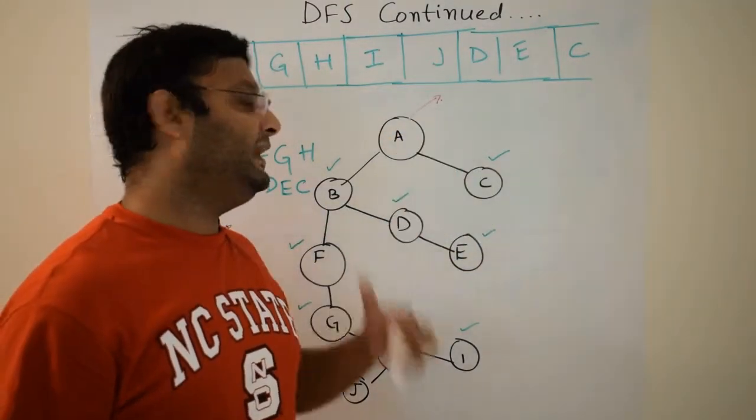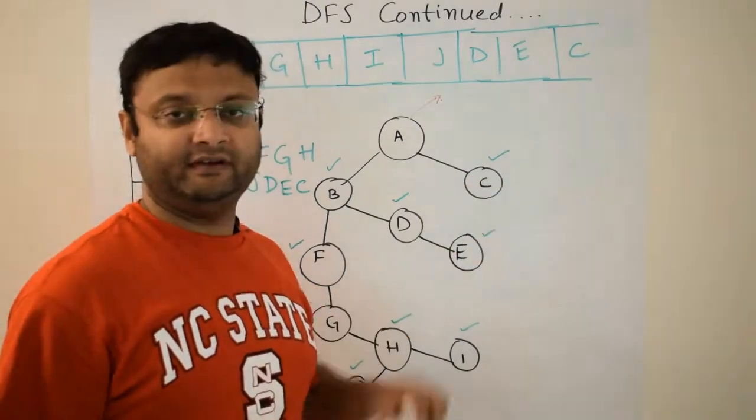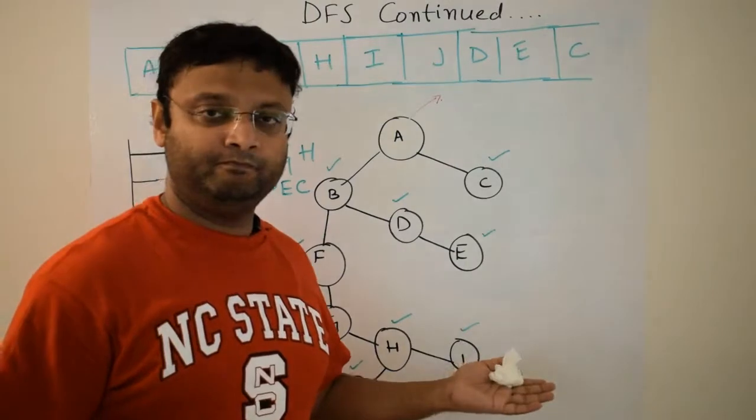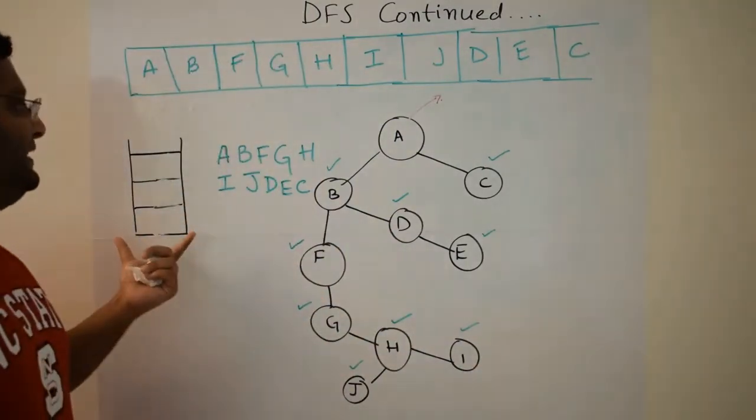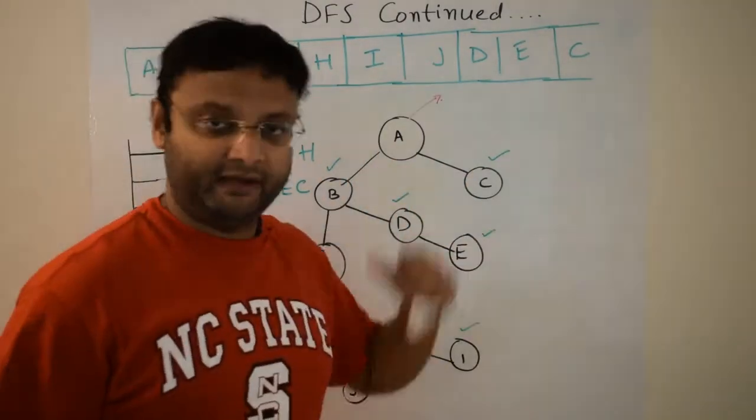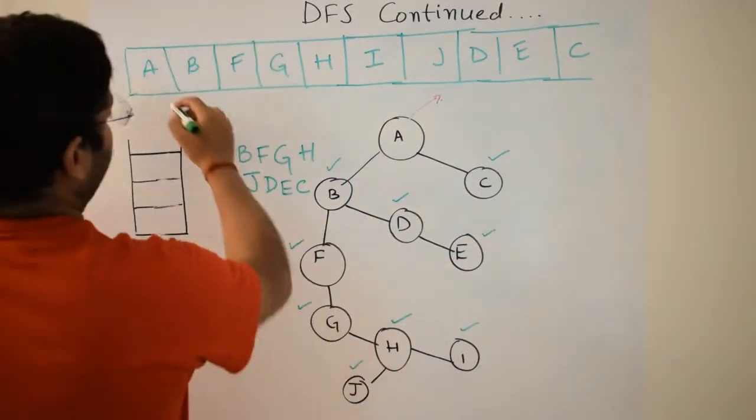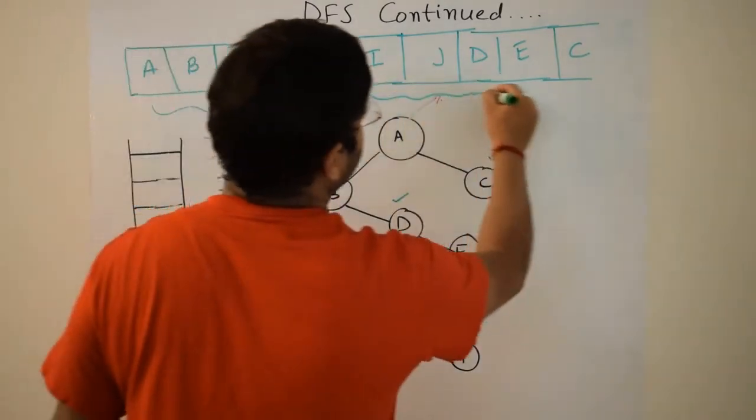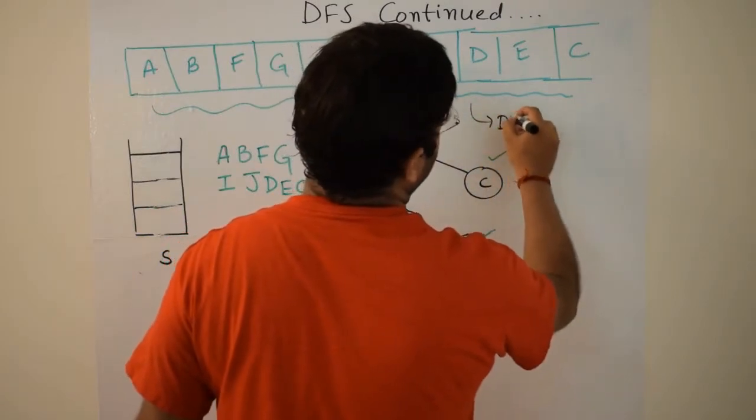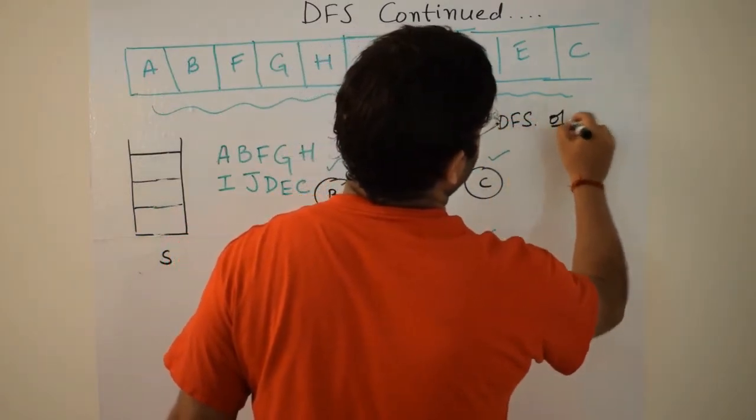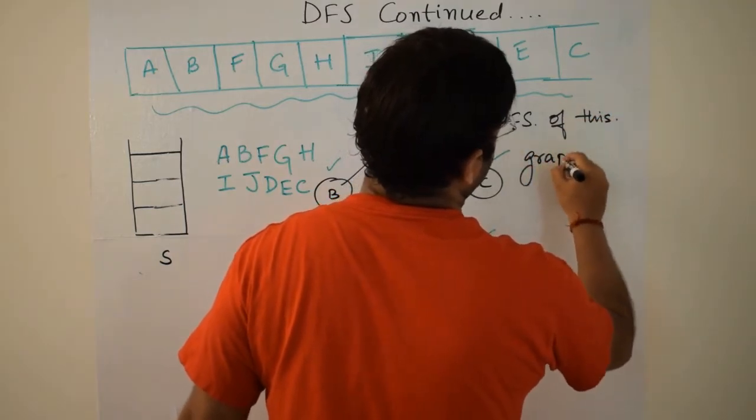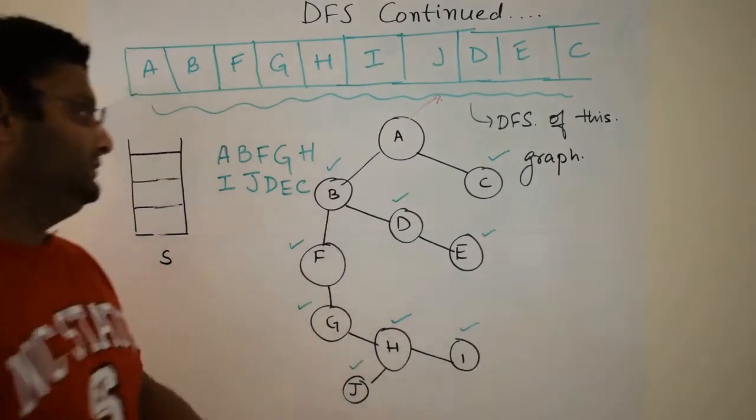Now when you popped out C, is there any neighbor of C? Yes, only one neighbor, A. Has it been visited? Yes, it has been visited. So there is nothing to push onto the stack. Now our stack is empty, and our algorithm has finally terminated. And this is our result. So this is basically nothing but the DFS traversal of this graph when the input node was A.